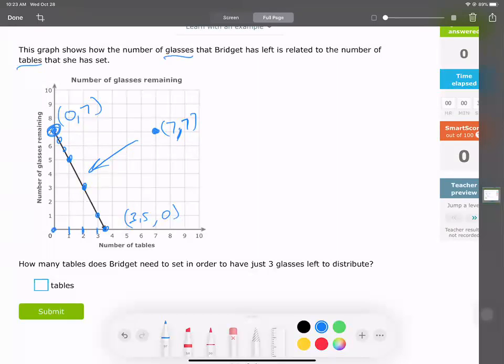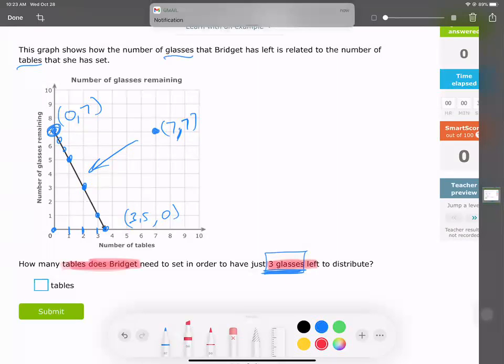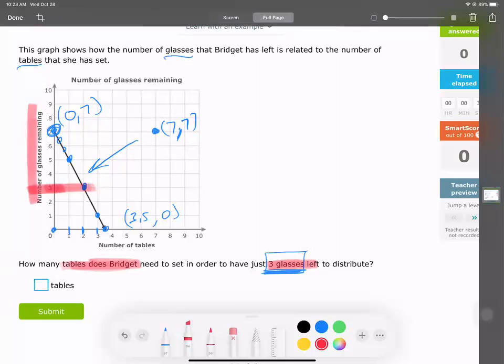Okay, so now that we understand the situation in a way, how many tables does Bridget need to set in order to have 3 glasses left? So here's the big key thing here. They want to know, use a highlighter. They want to know how many tables when Bridget has 3 glasses left. So since we have glasses here, we know the number 3, right? So at number 3, 3 glasses, she has 2 tables left.